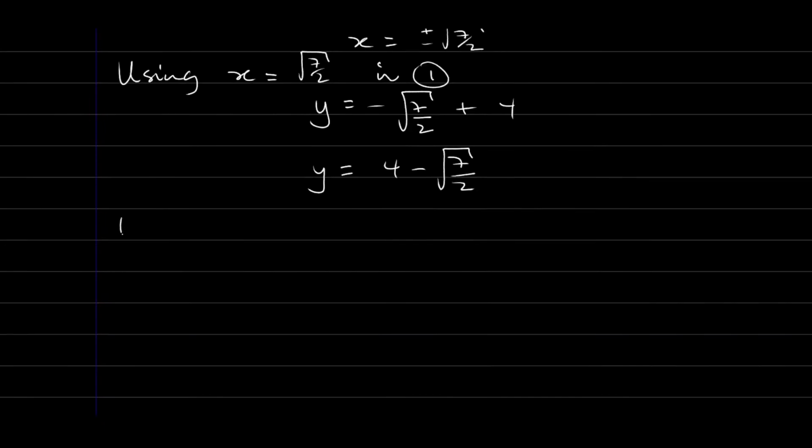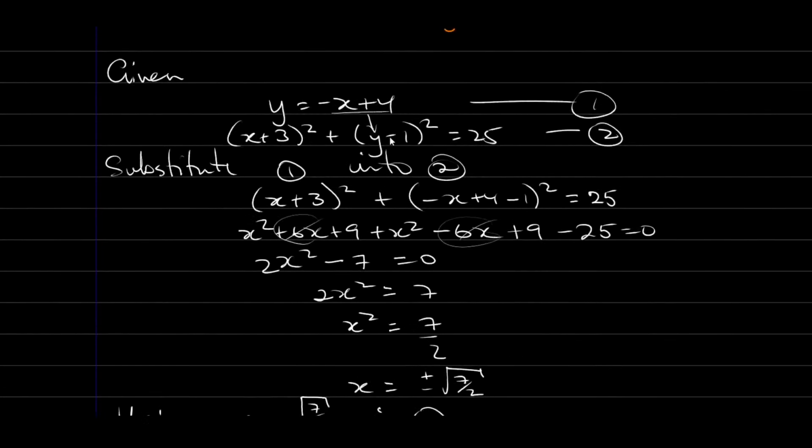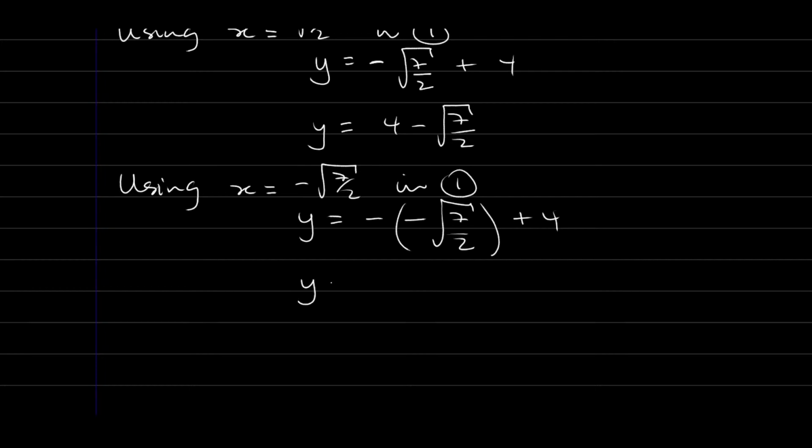And we're going to have x equal to negative root of 7 over 2 in equation 1, and we're going to get, oh, why did I put a negative right here? Negative. And then we have y is equal to negative, open bracket, negative root of 7 over 2, and then plus 4, right? So that's this equation here. And we're going to get that y is equal to 4 plus root of 7 over 2.